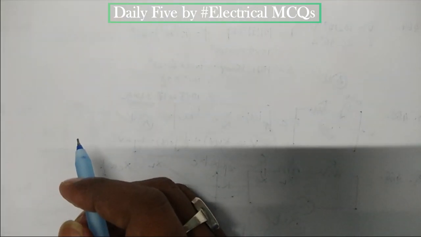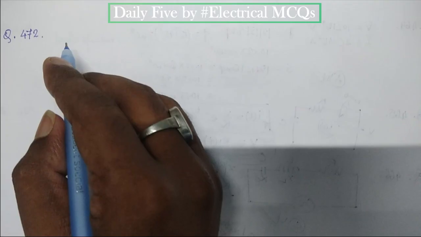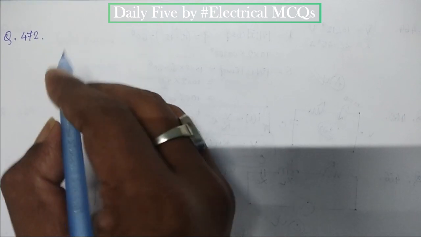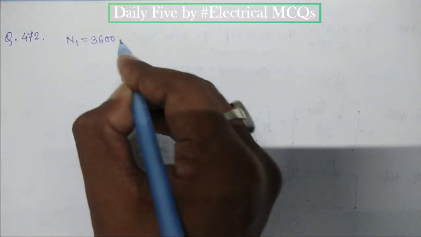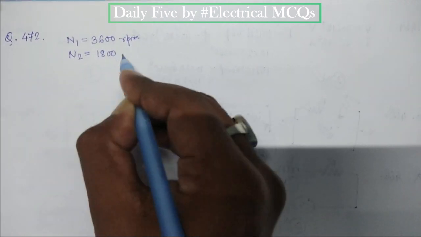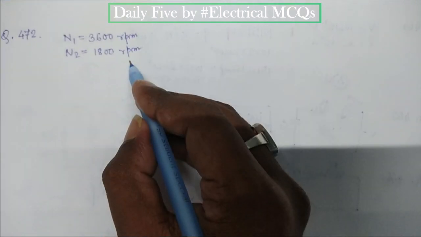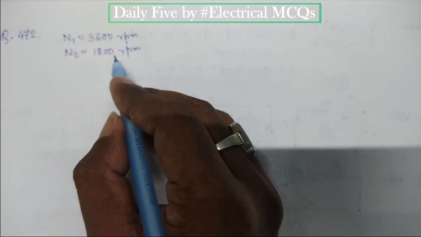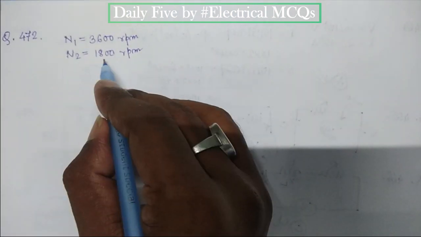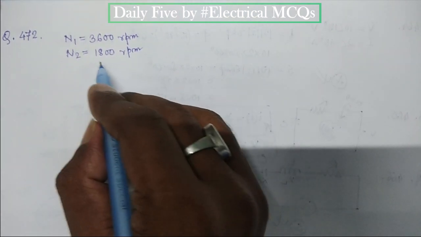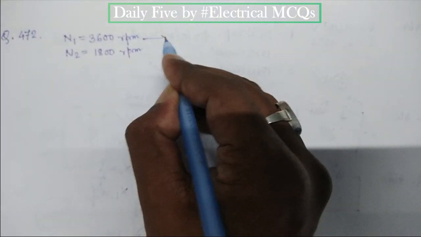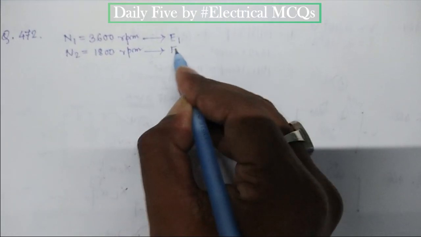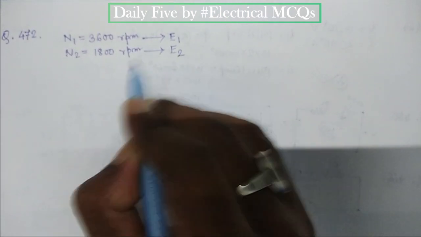Let us start question number 472. What is the question? When the speed of an alternator is changed from 3600 rpm to 1800 rpm, what will be the generated EMF? Now we have taken N1 equal to 3600 rpm and N2 equal to 1800 rpm. So let E1 be the EMF corresponding to N1 and E2 be the EMF corresponding to speed N2.